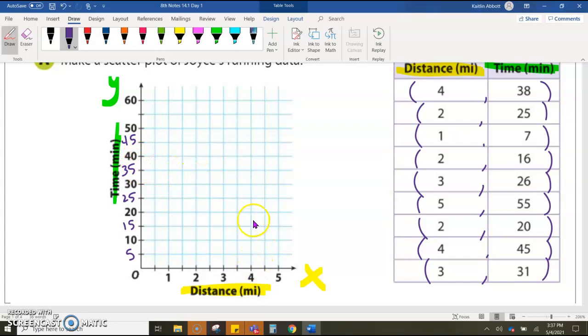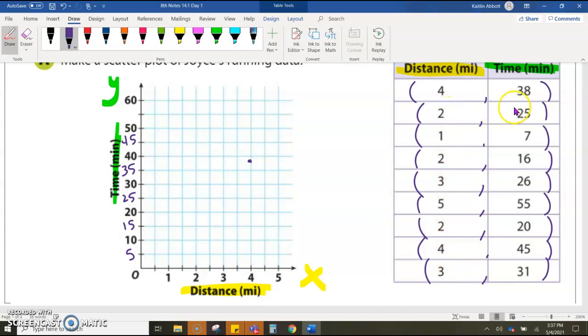So I'm going to go to 4 and up to 35. 38 is a little closer to 40. So I guess I'm going to put a dot right there. Okay, so there's a dot. All right, close enough. Now we have to do all of these. Yes, I know. Yes, you have to do them all.